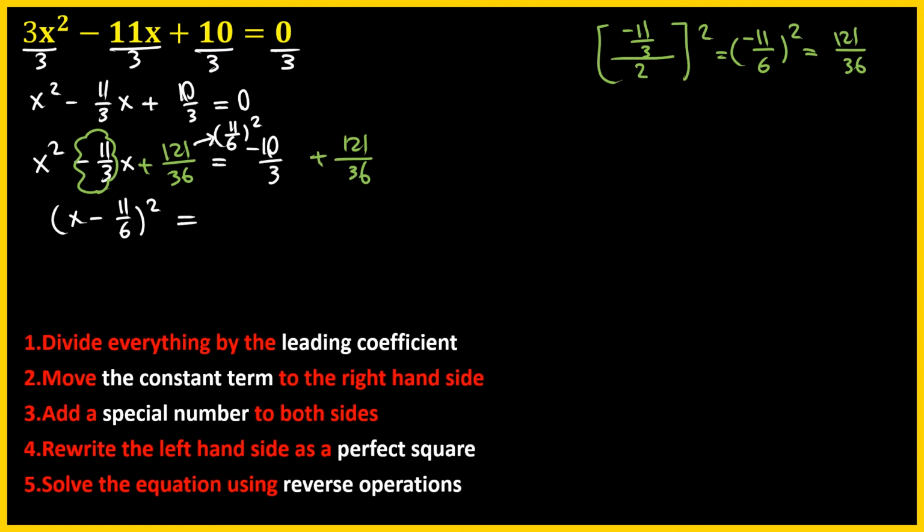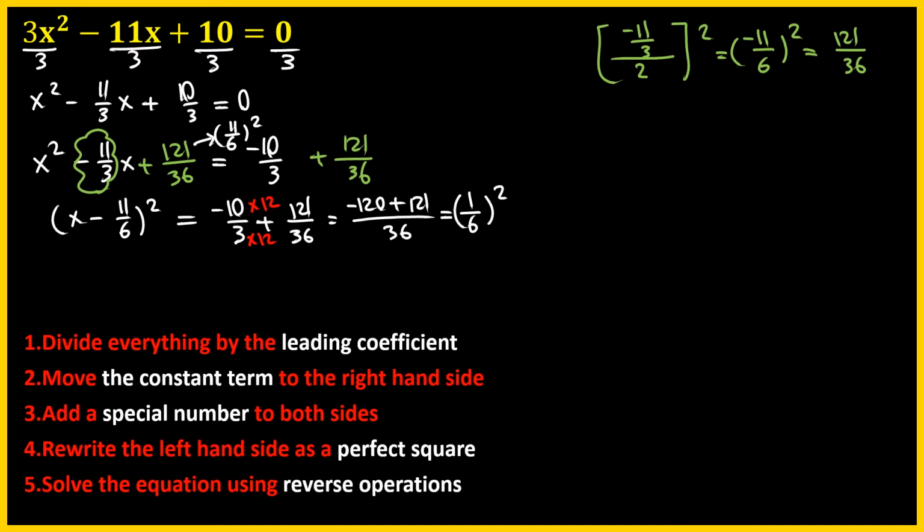So this equals negative 10 over 3 plus 121 over 36. And then we can get a common denominator for the right-hand side. We need to multiply the first fraction, both the top and the bottom, by 12. So we get negative 120 plus 121 divided by 36, which is the same thing as 1 over 6 quantity squared.